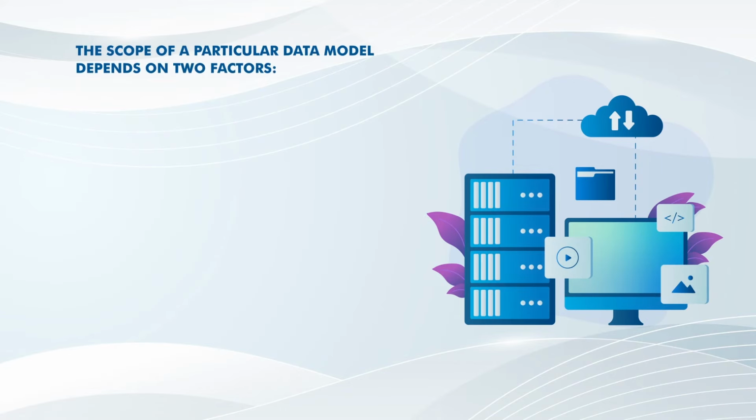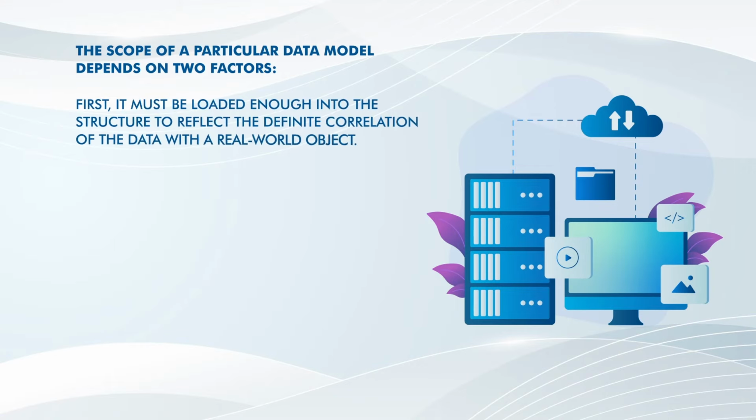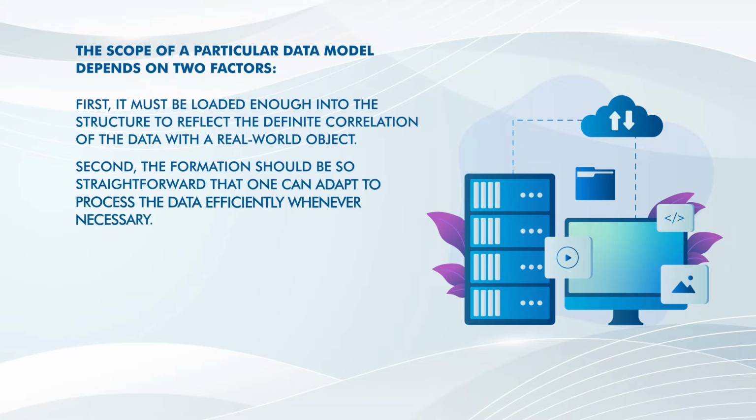What is the scope of data structures? The scope of a particular data model depends on two factors. First, it must be rich enough in structure to reflect the definite correlation of the data with a real-world object. Second, the formation should be so straightforward that one can process the data efficiently whenever necessary. Some examples of data structures are arrays, linked lists, stacks, queues, trees, etc.